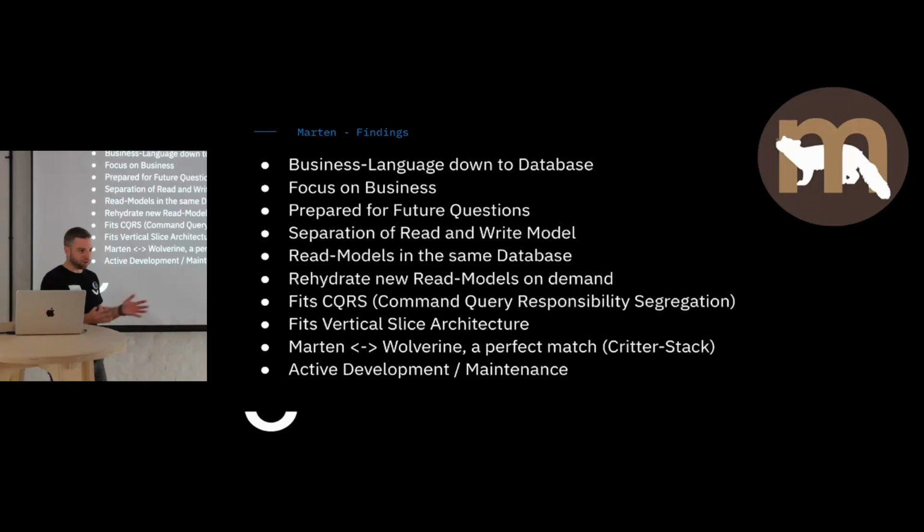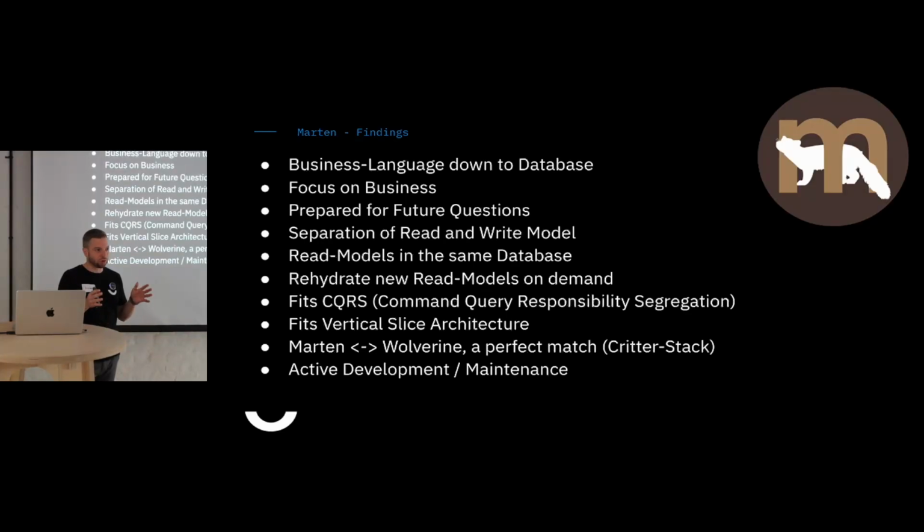We have a separation of read and write models. Writing is just appending events, and read models are already in our database, ready to ship. We can rehydrate new read models on demand whenever we are asked by the business. It really fits CQRS because it's separating reads and writes, and also fits very well to vertical slice architecture.